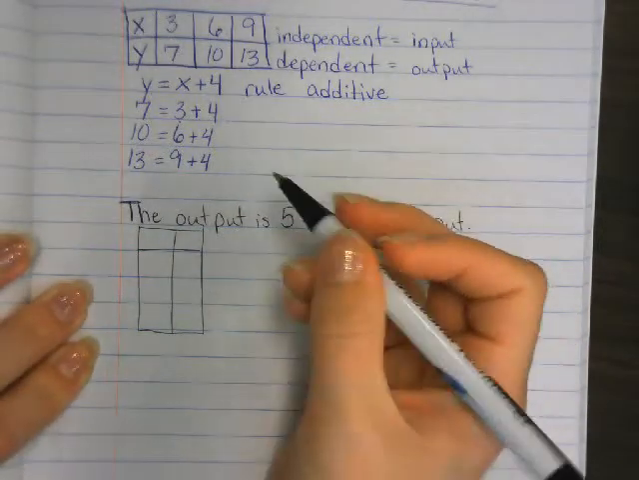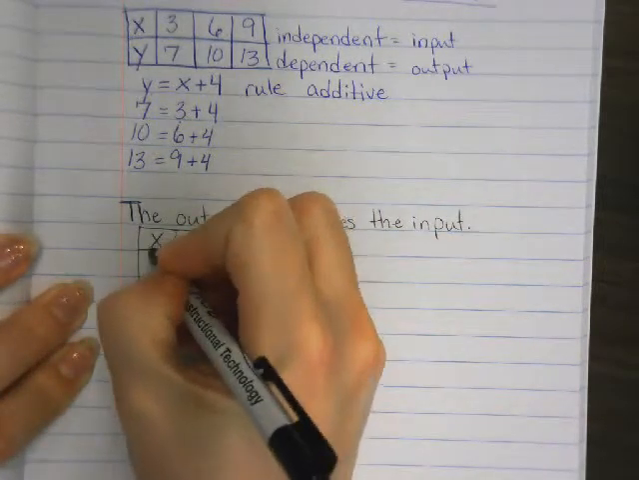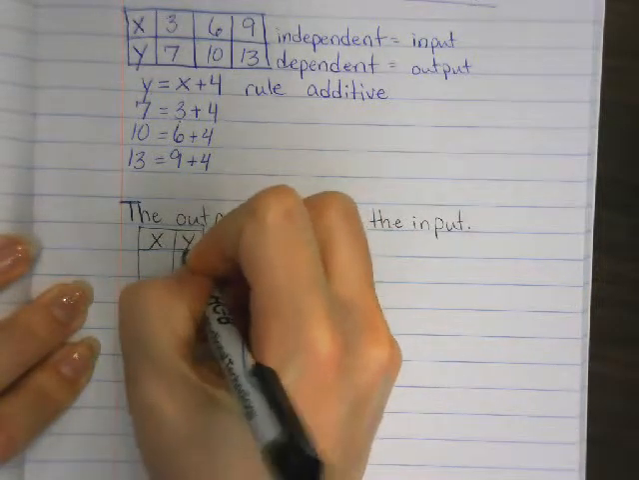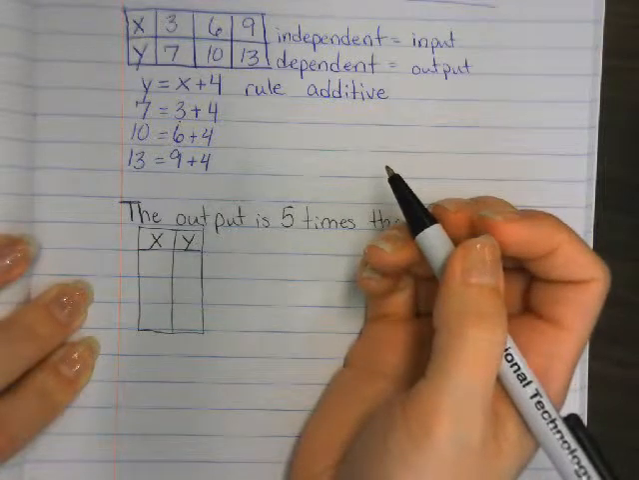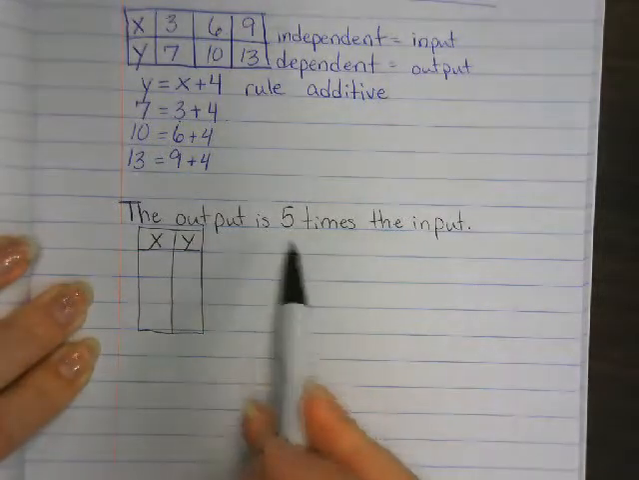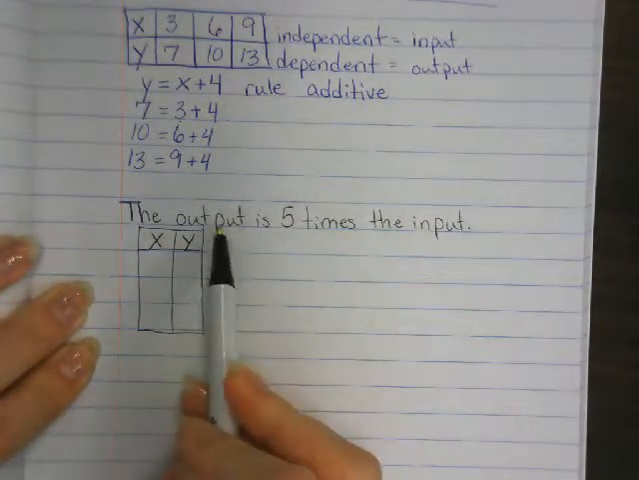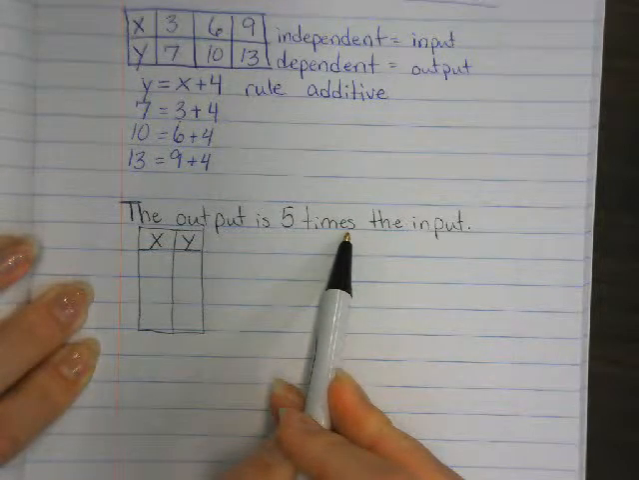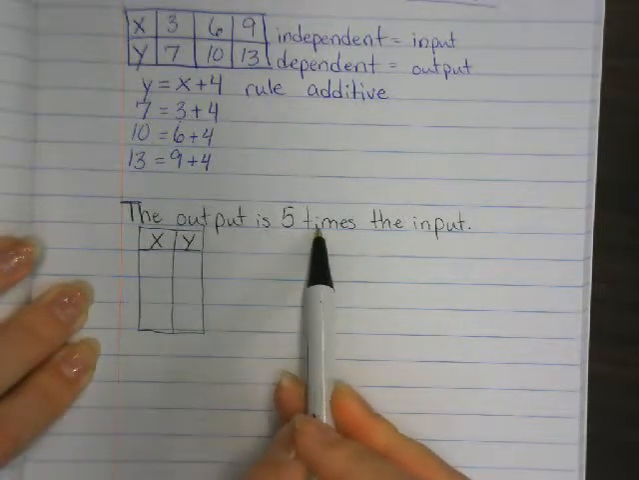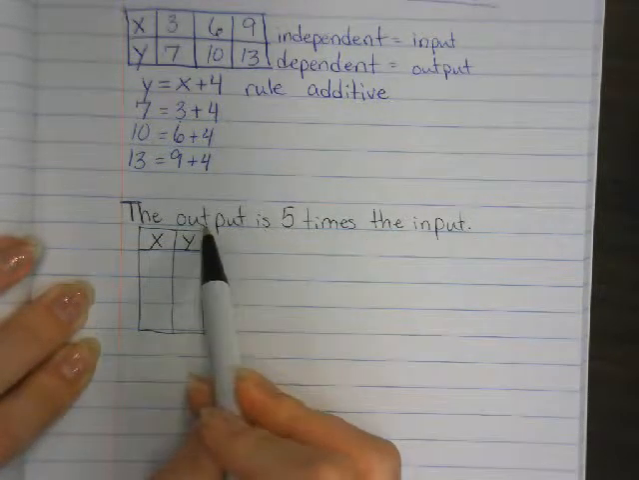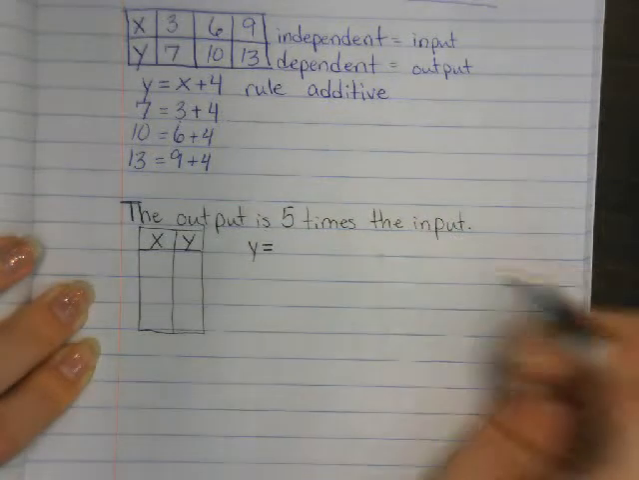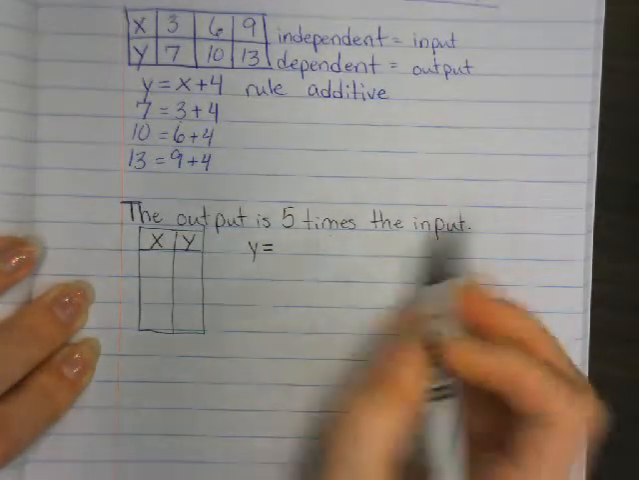Normally when we create a function table that is vertical, our X is on the left, which represents our independent variable, or our input, and our Y is on the right. This represents our dependent variable, or our output. So, again, we are going to pick out the key words in this verbal phrase to create an equation, or a rule. It says the output, which is the Y, is 5 times the input.